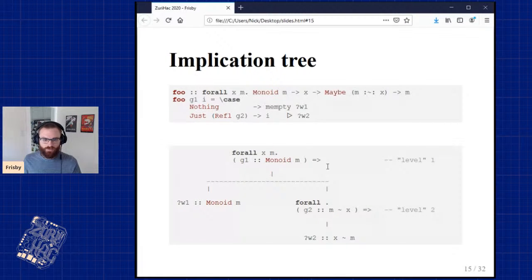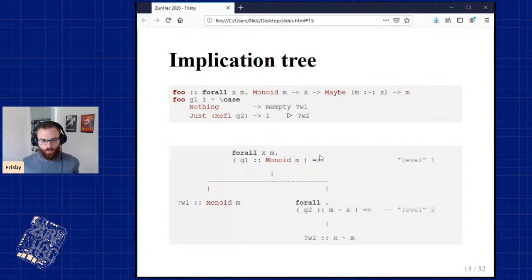But I like to think of it in terms of GATs. And then that G2 is only available when we're trying to solve W2. We can't use it over in W1. So this is an implication tree, and this is the basic conceptual structure that the constraint solver is trying to process. And as it's doing so, it will ask your plugin for help.